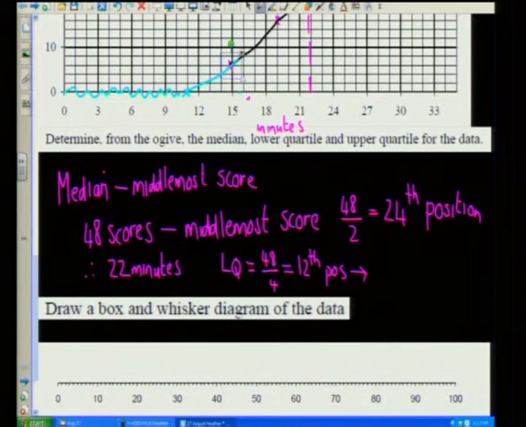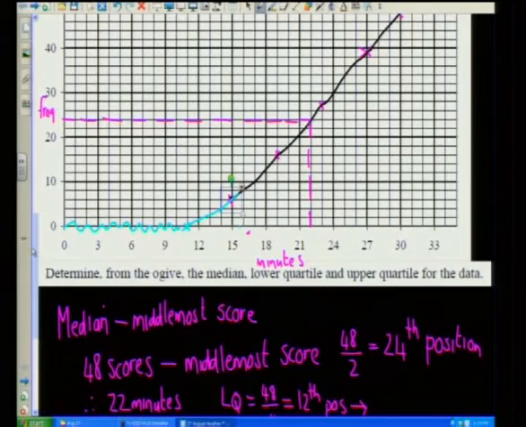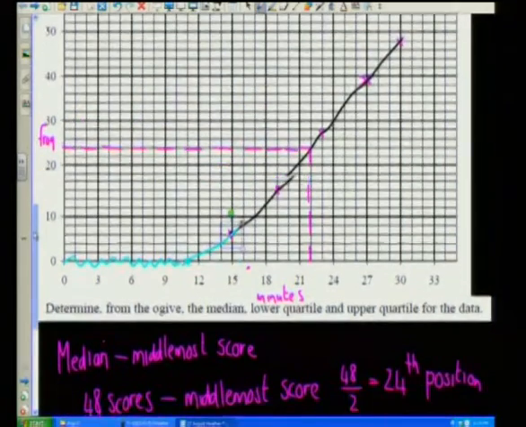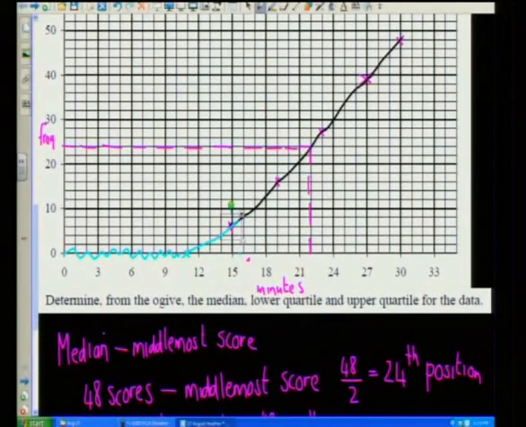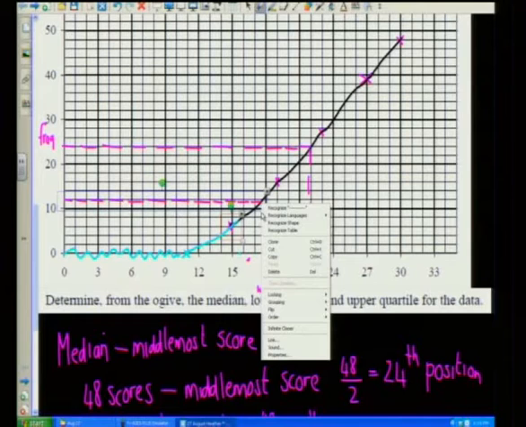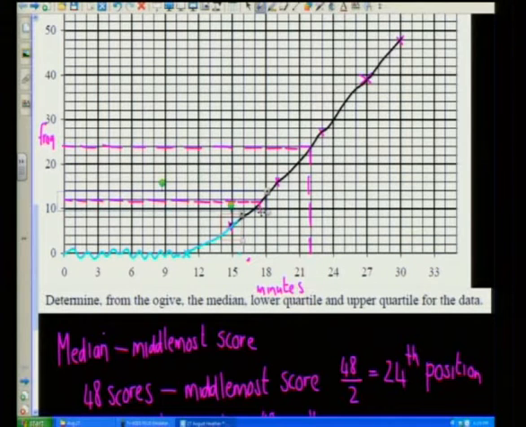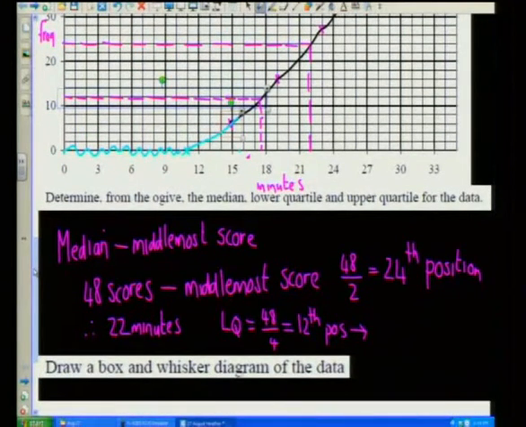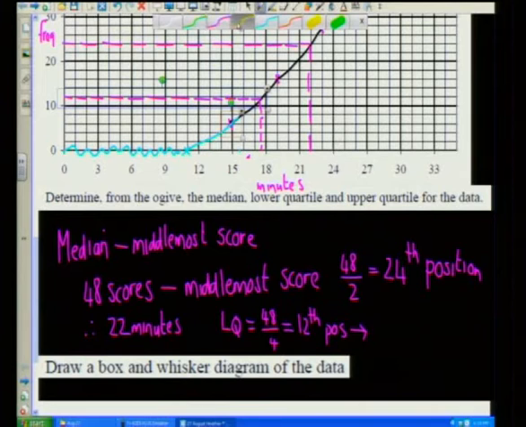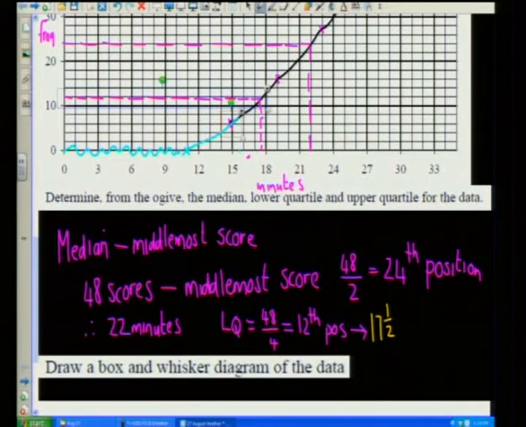And then I'm going to go to my graph, and in the 12th position, I'm going to read off my lower quartile. So again, I take my pen, and I'm going to take it at 12, and read it across. Notice I'm taking it from the y-axis, a value of 12, and reading it across to my graph, and then I read down, and according to me, it looks like 17 and a half. So that means that my lower quartile, according to me, is at 17 and a half.